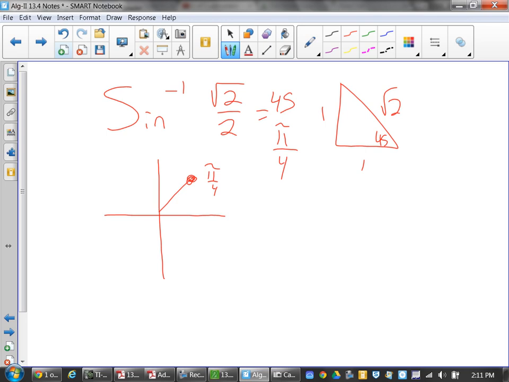Now, is there another spot that has a positive sine value? The third quadrant or second quadrant? Which one is it? That one.